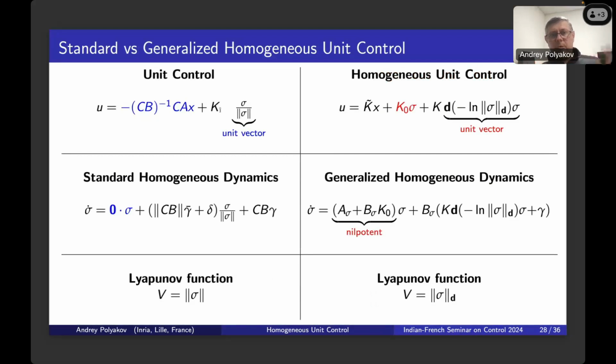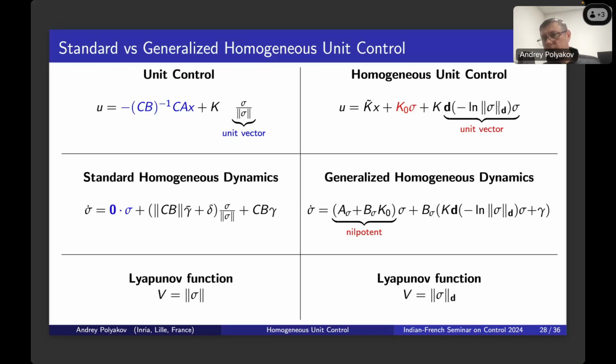So we repeat next the design of the unit control, but using generalized homogeneity. We select some linear part of our homogeneous stabilizer which homogenizes the system. So next, A sigma plus B sigma K0 will be a nilpotent matrix. And the second part is the unit control. You see, this is a unit vector in the sense of standard dilation, but this one is just a unit vector in the sense of linear dilation. So this is a projector to the unit sphere.